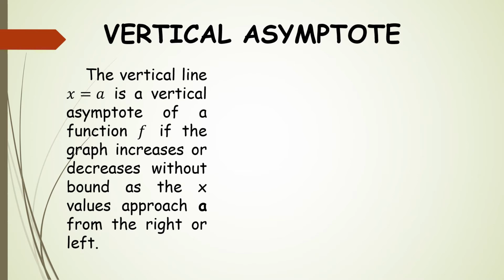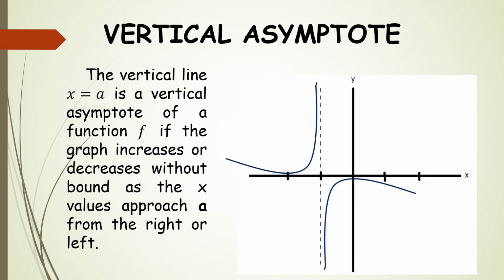Let's have first the vertical asymptote. The vertical line x is equal to a is a vertical asymptote of a function f if the graph increases or decreases without bound as the x values approach a from the right or left. So for this one, itong line na to, ang ating vertical asymptote.